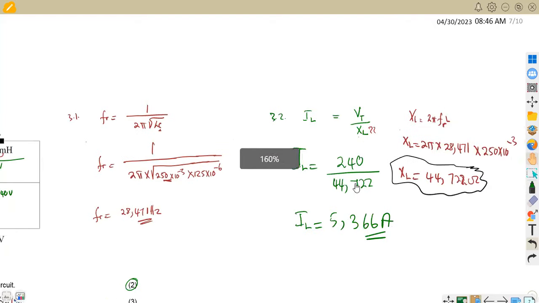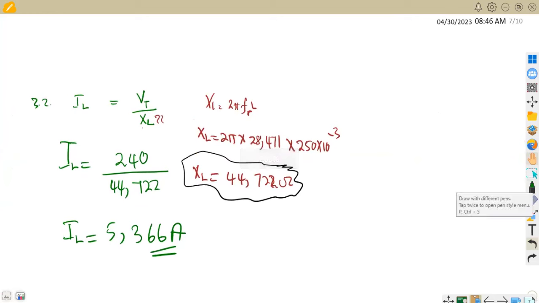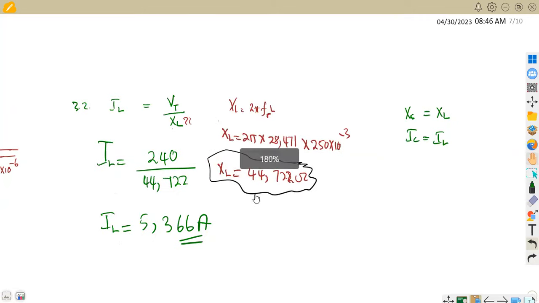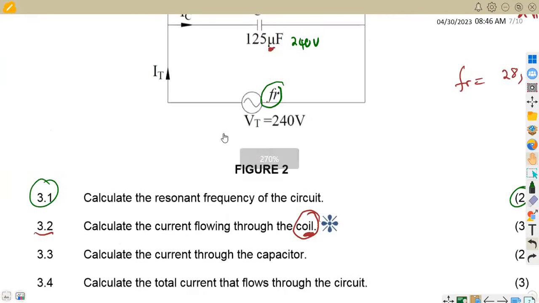Remembering that this is a parallel resonance, where we also know that this XL that we are referring to is the same as the XC. So XL and XC are actually the same. Also, the IC and the IL will be equal, which is very, very important in resonance. That means we can take this as an advantage in consideration of other parts of the questions that will be given.